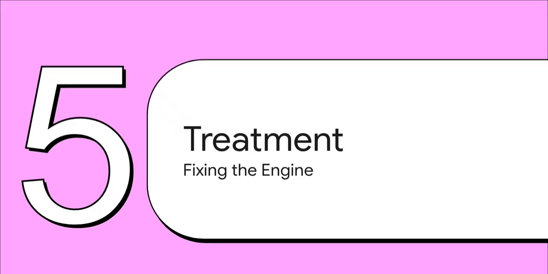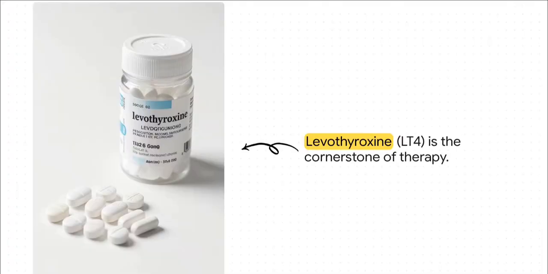Now for the most important part, Section 5, the gold standard treatment, fixing the engine. So the crucial point is how we fix this. Levothyroxine pills, often just called LT4, are the absolute cornerstone and the gold standard of hormone replacement therapy. It's literally identical to the T4 hormone your own body makes naturally. But, and Harrison's really emphasizes this, you can't just hand this out uniformly to everyone. The dosing has to be strictly individualized for every single patient.